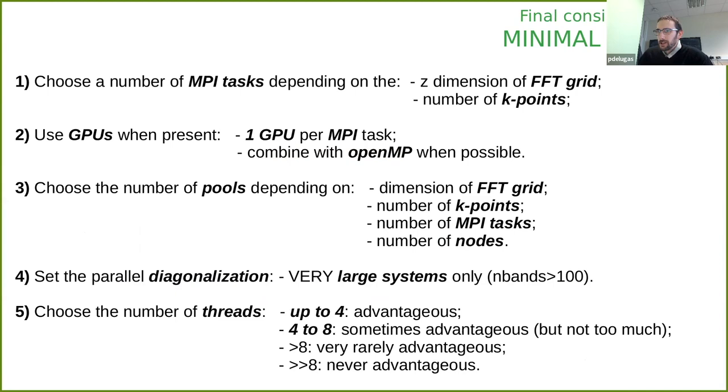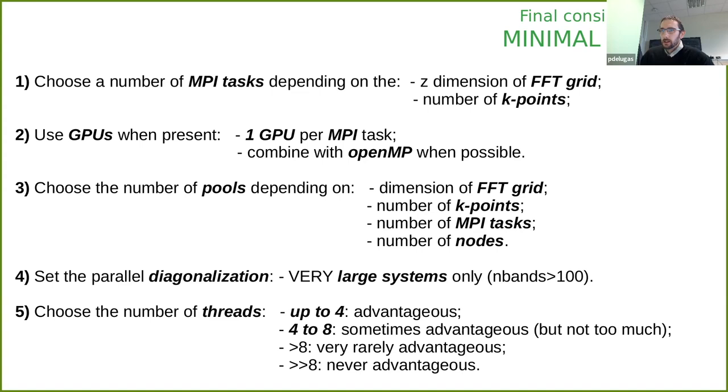What we should take from today, here is a sort of minimal recipe, which you should take with tongs, but still might be useful. I'm talking about PW; tomorrow you will see more parallelization levels related to more codes inside the Quantum Espresso package. But for the self-consistent calculation, this is what you should take. You choose a number of MPI tasks based on the dimension of the fast Fourier transform grid and the number of K points. So just see the size of your system, of your problem, and guess a number of tasks which should cover your system.